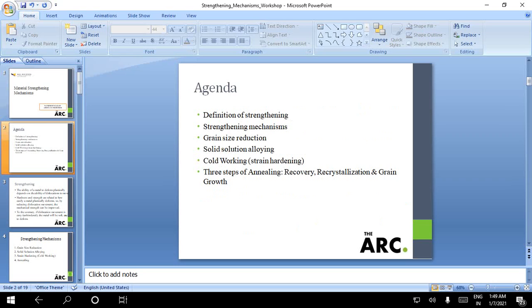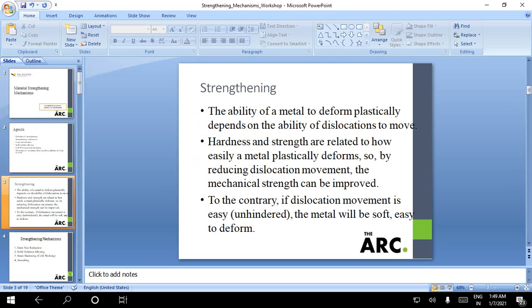First, I am going to give the basic definition of what strengthening is, and next, what the different types of mechanisms are. These are the four different types of mechanisms we use for improving the strength of the material. The first one is grain size reduction. The second one is solid solution alloying. The third one is cold working, which we can call strain hardening, and the last one is annealing. Normally annealing consists of three different steps: recovery, recrystallization and grain growth. So first we'll see what strengthening is.